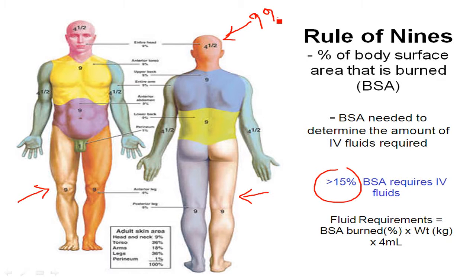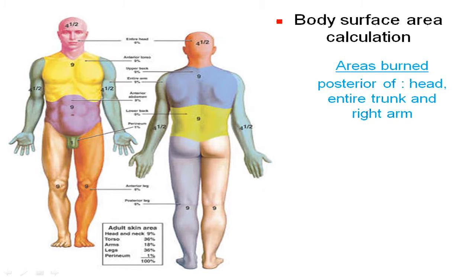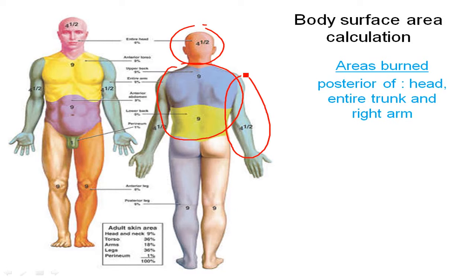Okay. So let's do a problem. Let's consider that you have a man who was running away from a possible explosion. The flames come out, they hit him on the back of the head, his entire trunk, and the back part of his right arm. So if we add that up, we're going to say 4.5, 18, and 4.5. And what that's going to add up to is 27% of his body surface was damaged.